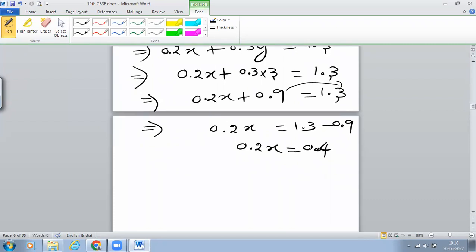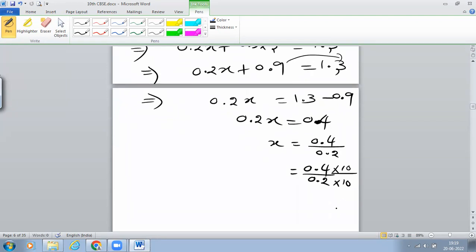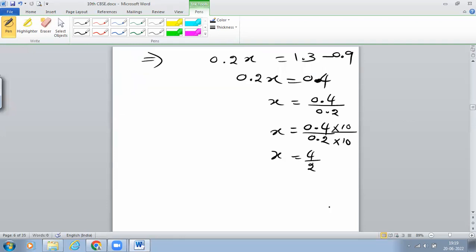Now this 0.2, which is in multiplication with this x, when taken to the opposite side, will become division. So 0.4 divided by 0.2. 0.4 and 0.2, we can multiply the numerator and denominator by 10. When you multiply the numerator and denominator by 10, 0.4 into 10 is 4, and 0.2 into 10 is 2. So we got x is equal to 4 by 2. What is the value of 4 by 2? 2. Very good. So 4 by 2, x is equal to 2 because 2 ones are 2, 2 twos are 4. Hence the value of x is equal to 2.